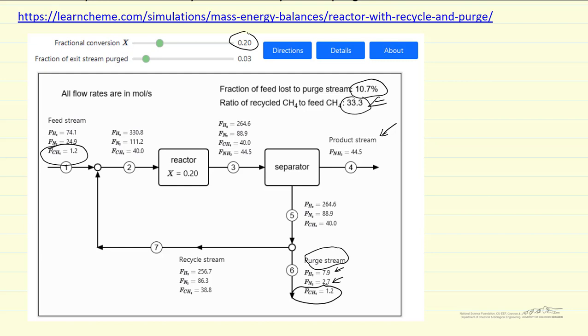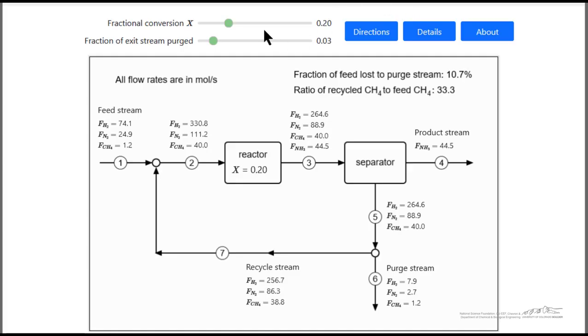Let's look at the interactive simulation, where what we do is solve the mass balances. These are all linear equations. We solve the mass balances for this system, and we do it for different values of fractional conversion and the fraction of the exit stream that's purged. So here's the interactive simulation.